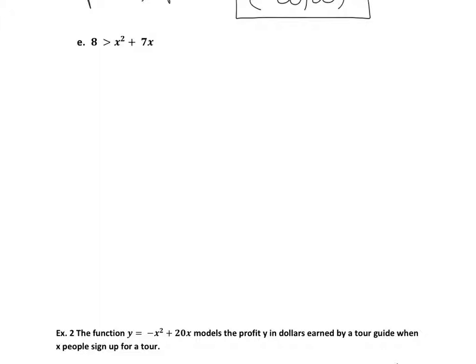First thing again, I want to move everything to one side. Now, my x squared is already positive over here. I like to leave my x squares positive if I can. So I'm going to move the 8 over here. So I'm going to say x squared plus 7x minus 8. I just moved it to the other side. And again, I'm going to pretend like this is an equation, like I'm solving, because I'm going to solve and get my 2 test points.